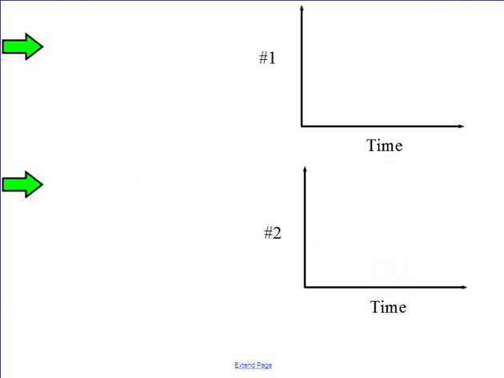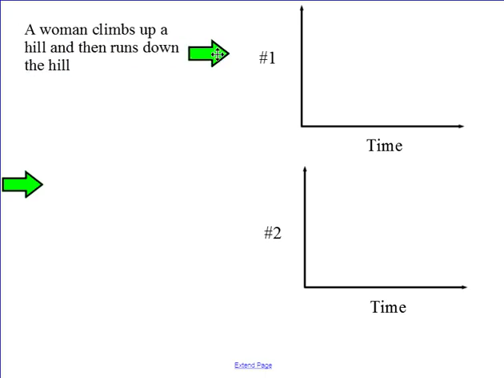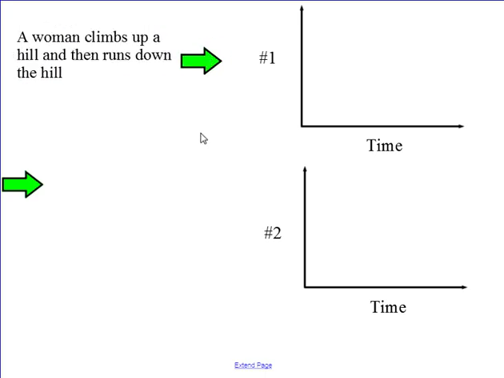Now let's see if we can do it the other way around. Let's take a look at 2 different graphs here and pull out a description. It says a woman climbs up a hill and then runs down the hill. So we need to put in two lines here. Let's talk about running or climbing up a hill. Now, here's an average speed as we were talking about earlier.